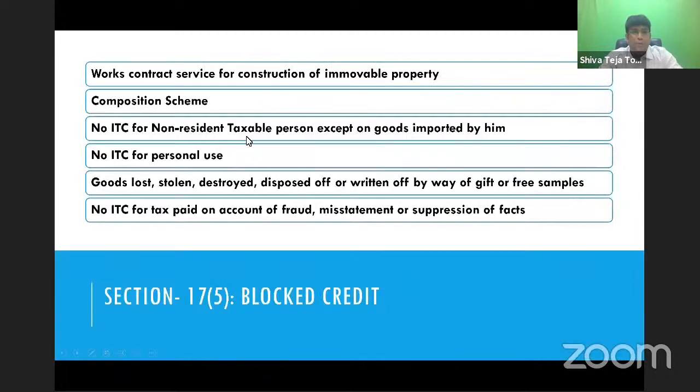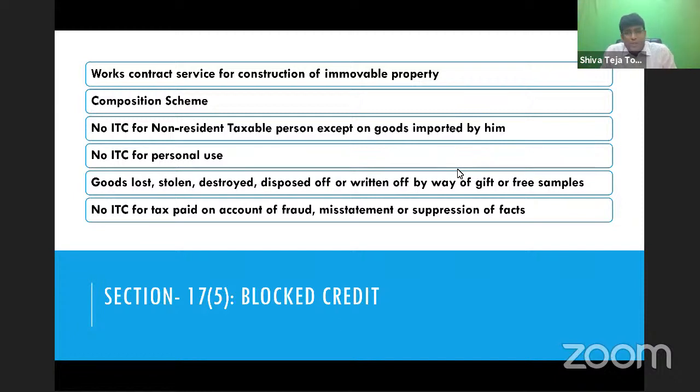Next point. Some more block credits, please see that also. We cannot take credit even in case of any works contract service. Now, first of all, what is works contract service? Works contract is a contract where there is element of goods and services. For example, if I call one painter and I hand over a paint box to him and ask him to do painting, that is clearly a service. If I go to a paint shop and buy paint boxes, it is clearly a goods. But if I call a painter and tell him, boss, I want you to buy paint box, I want you to do painting, both, then it's called works contract. So works contract for construction of properties, we can't take credit.